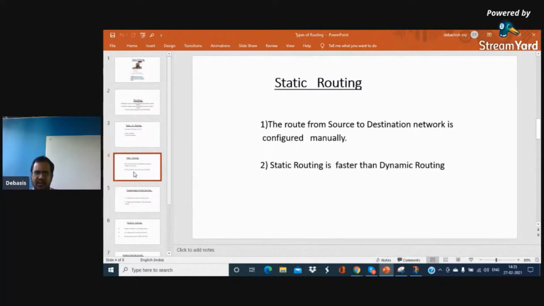Static routing is faster than dynamic routing because in the case of static routing, you do not need to process any routes. The router does not process the routing path, so the path is already predefined. In that case, static routing is faster. So this is the advantage of static routing.